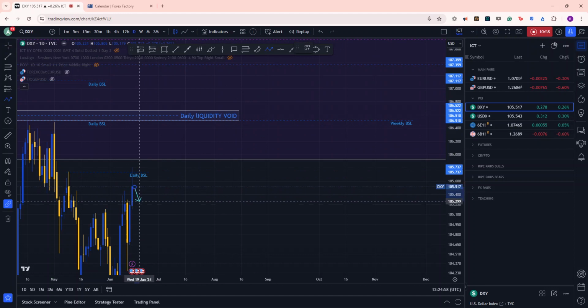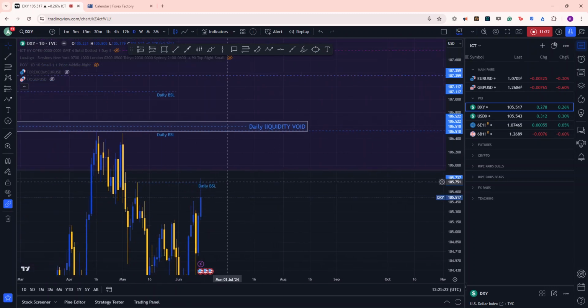All right, but what I'm expecting is price to probably do something like this, and then we keep going. But I'm not looking for sales at all this week. I'm not looking for sales on DXY. I'm looking for buys on DXY. I'm very, very bullish dollar. So this is what I'm expecting to happen next week on the dollar.